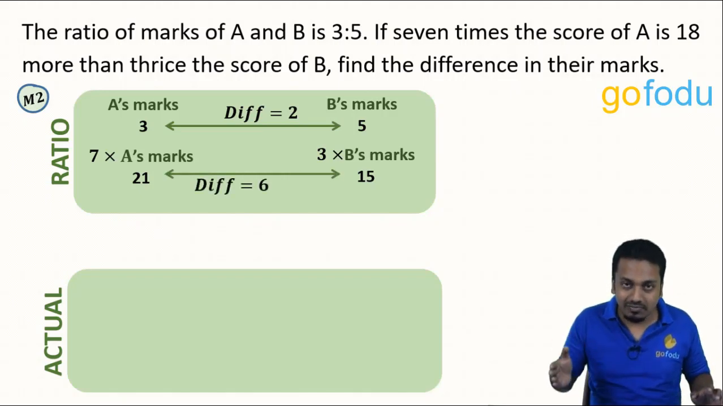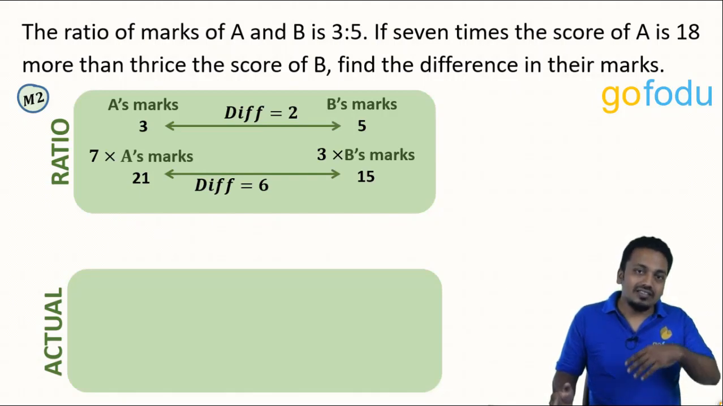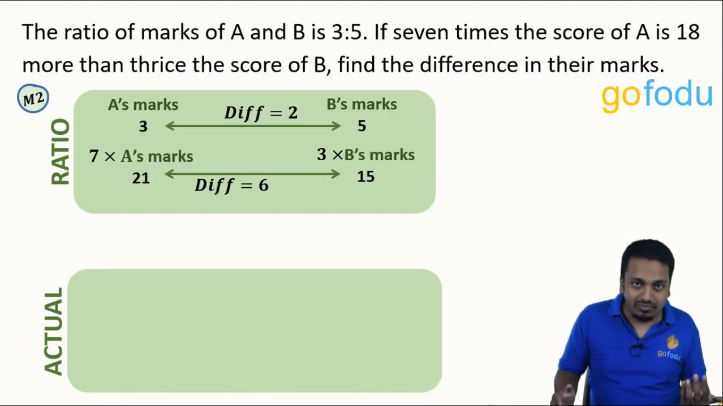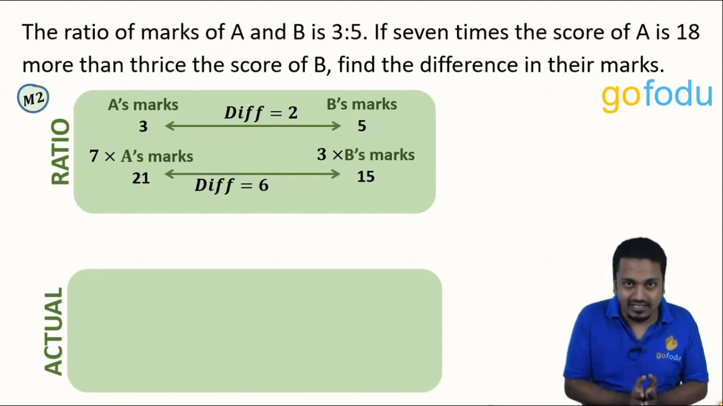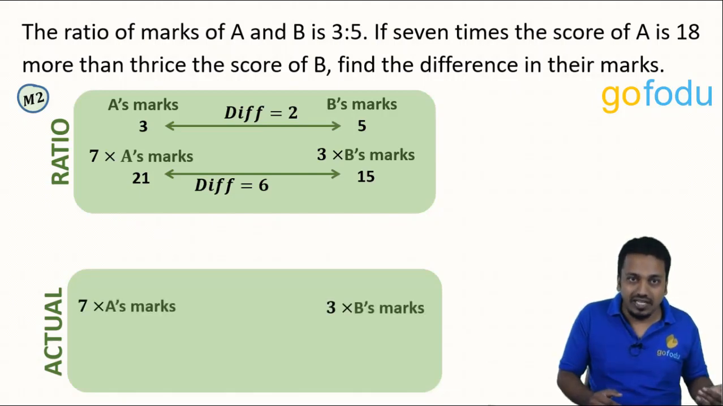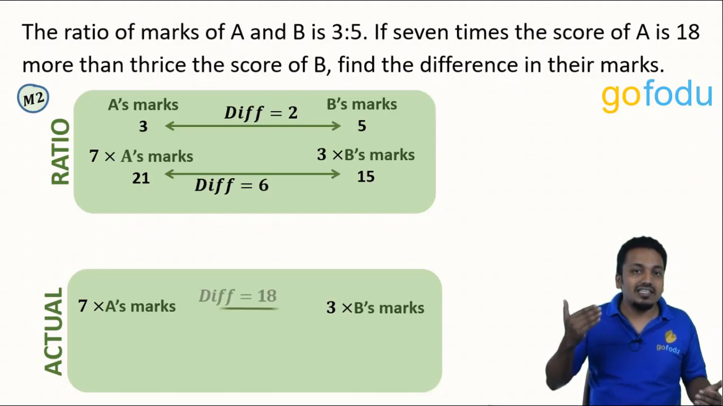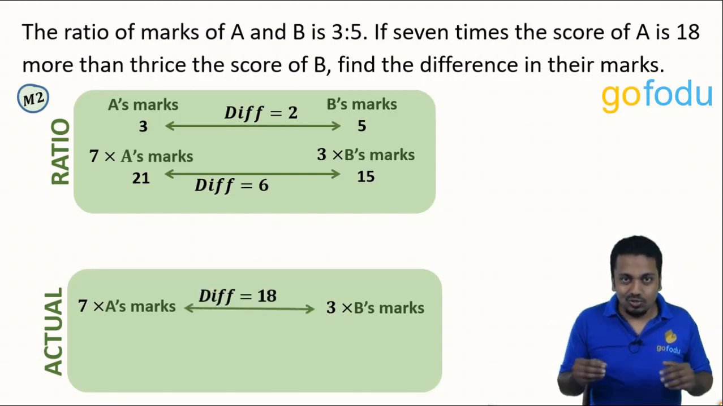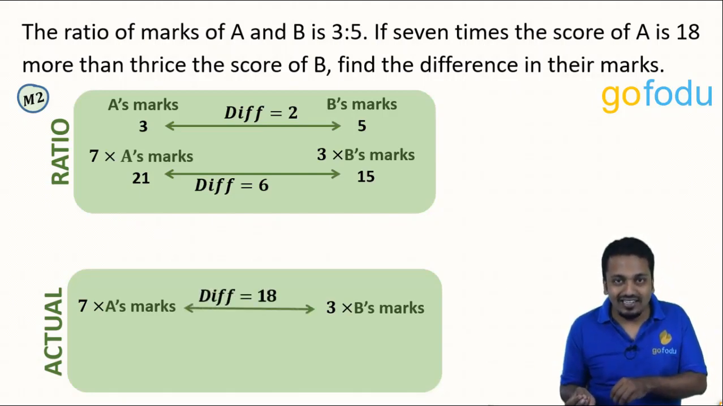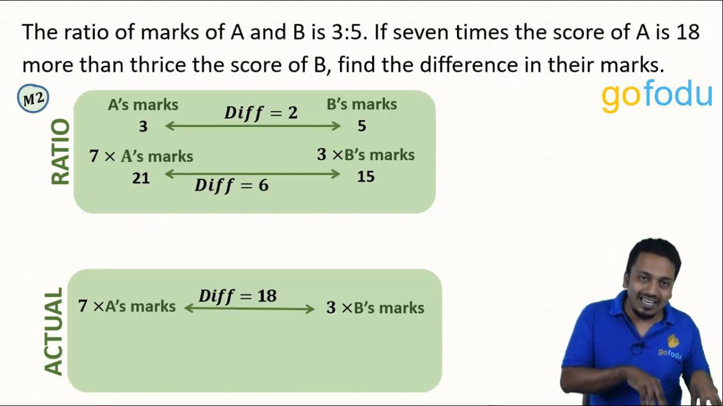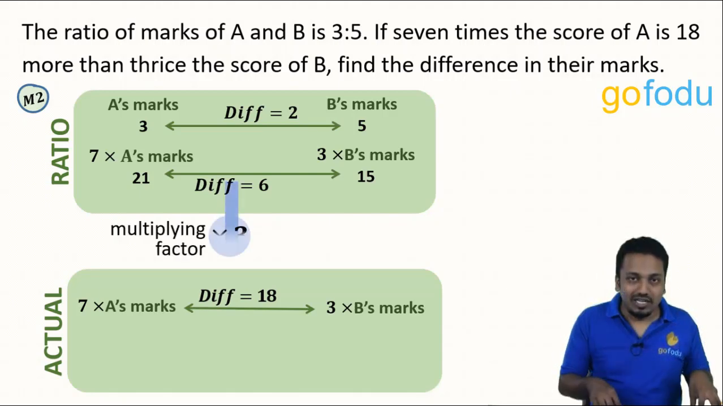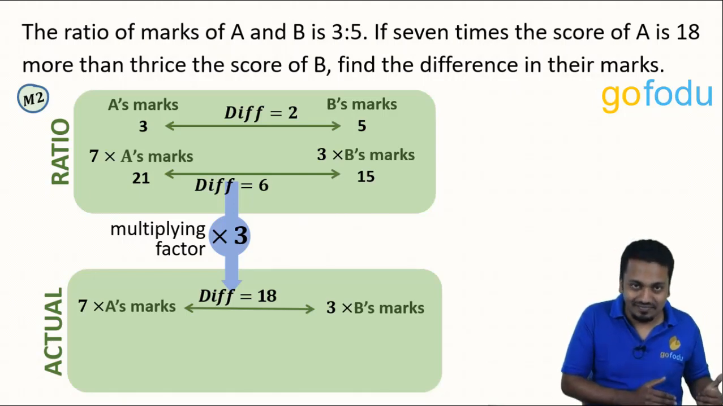7 times A's marks minus 3 times B's marks, the difference is 6. Actual difference between 7A and 3B is given to us in the question as 18. So 6 on the ratio scale corresponds to 18 in actual value. So the multiplying factor is 3, as 6 3s are 18.